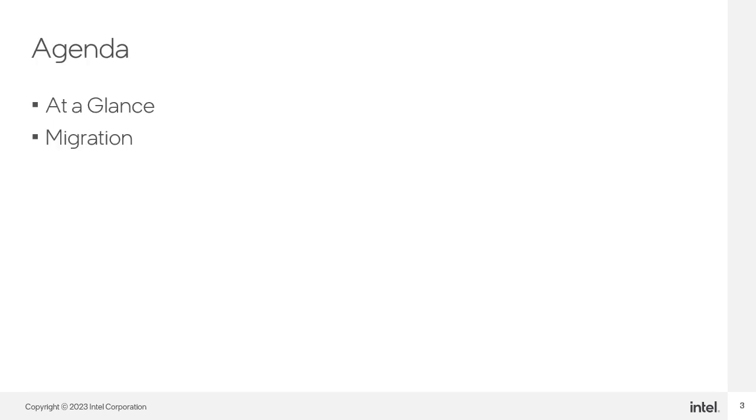I will go over some of the Intel Quartus Prime Pro software features that do not exist in Intel Quartus Prime Standard. I will then take a look at the Standard to Pro migration steps. Let's take a look at some Pro capabilities that do not exist in Standard.